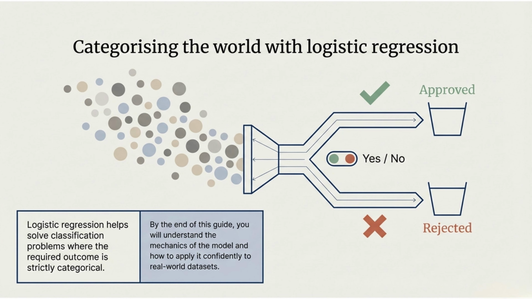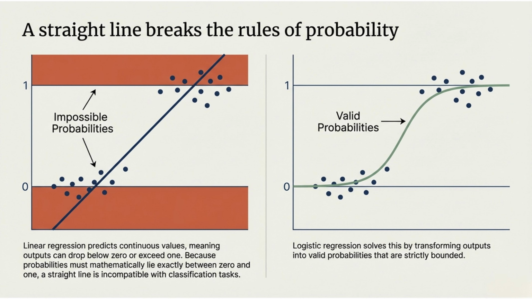In this session, we will explore how logistic regression helps us solve classification problems, situations where the outcome is categorical, such as yes or no, success or failure, approved or rejected. By the end of the session, we will understand not just how logistic regression works, but how to apply it confidently. You might wonder, why can't we use linear regression for classification?